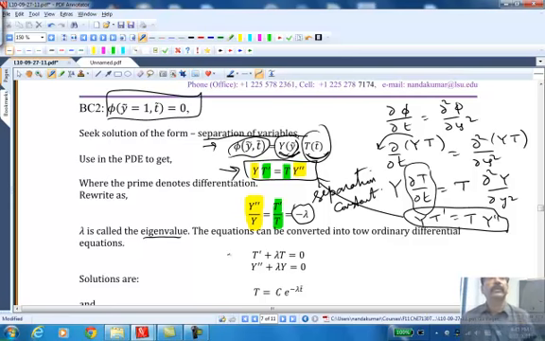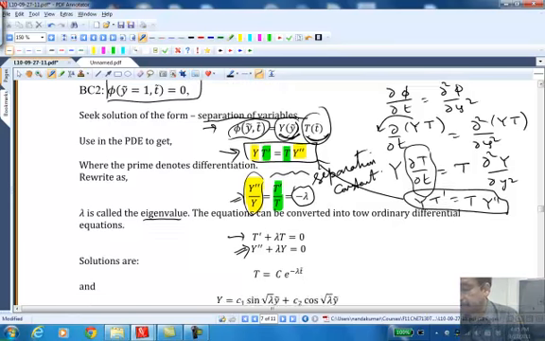Okay? So the first equation is T prime plus lambda T equal to 0. That comes from these two, multiplying across by T. The second one comes from taking the first and the third term. So Y double prime plus lambda Y is equal to 0. So I have two ordinary differential equations, one in t and one in y.